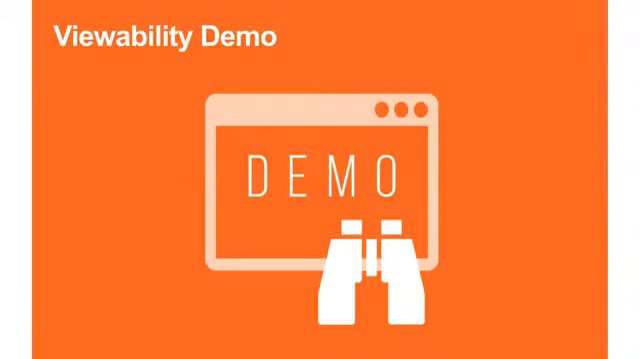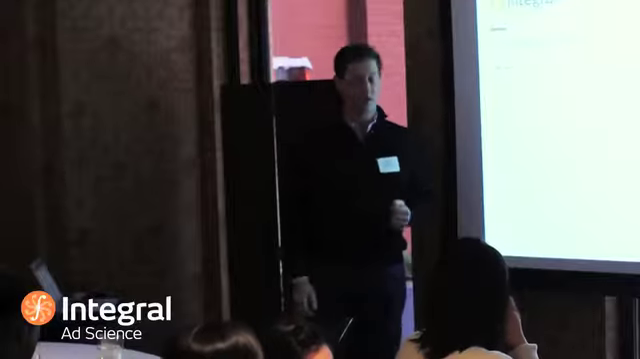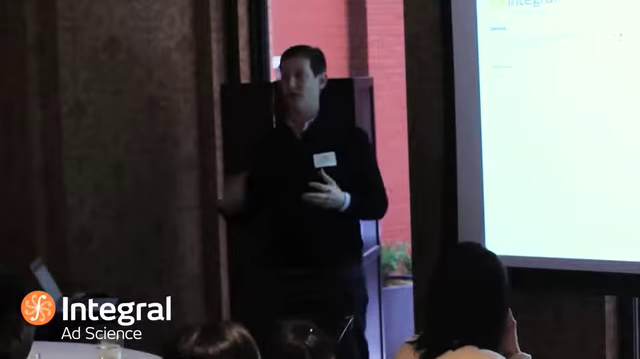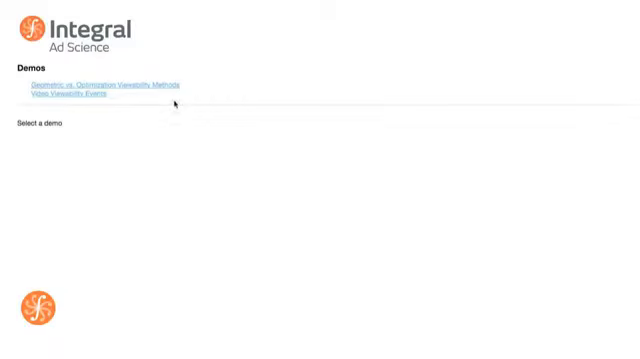Okay, so we're going to do a demo now, which is always my most nervous part of the presentation. What I'm going to do is switch to a Firefox session. What we've got is a demo page showing how our viewability technology works. We've got two types of methods here: the geometric and optimization method for display, and then the video viewability events.